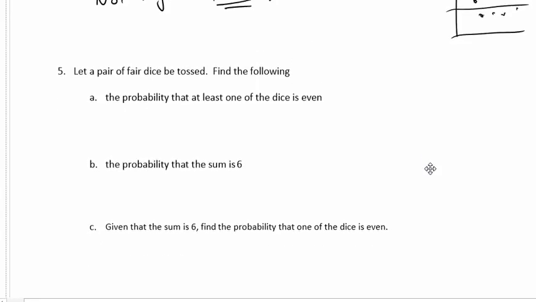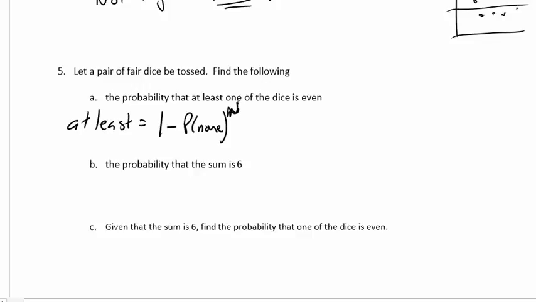So the first question says, what's the probability that at least one of the dice is even? Okay, so in this case, we're using the 1 minus the at least rule. So the at least rule is the probability of an event is 1 minus the probability of it not happening raised to the number of events in that particular set. So in other words, on a given die, the probability of it being odd would be 3 out of 6, and there's 2 dice. And so if I work that out, I should end up with 3/4.